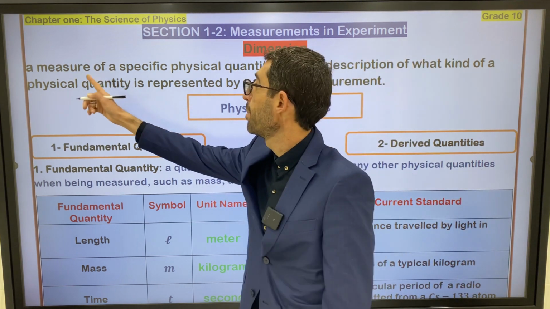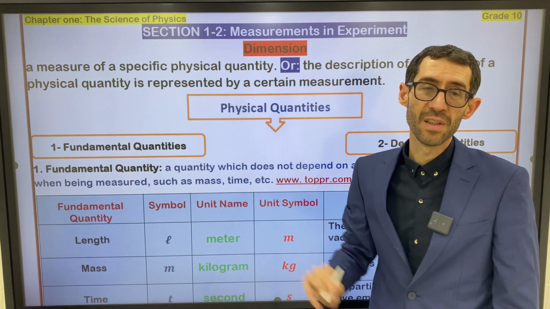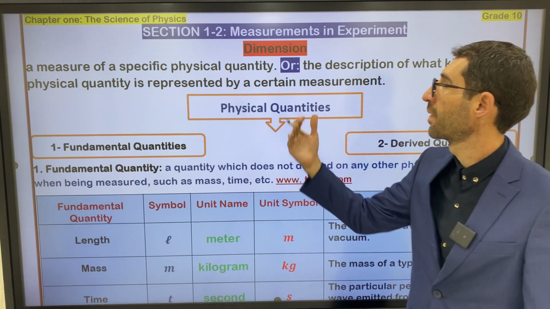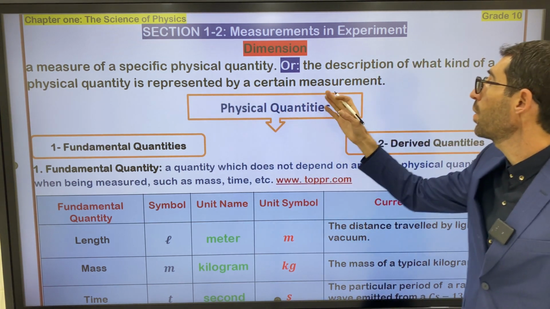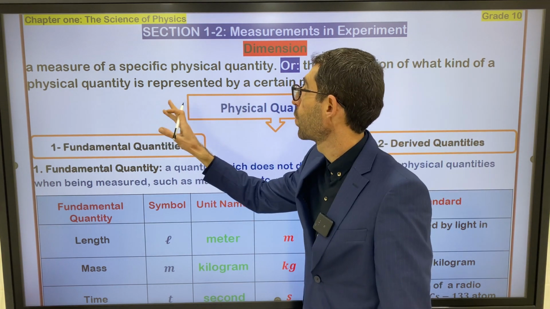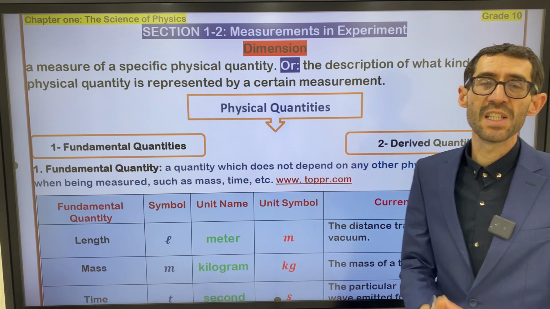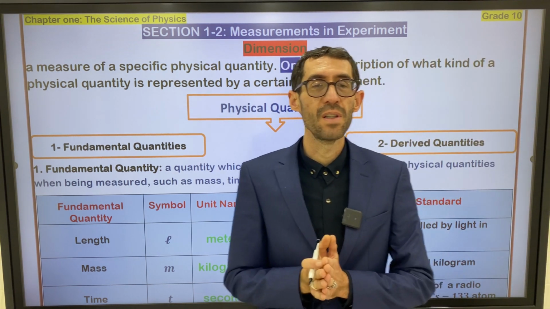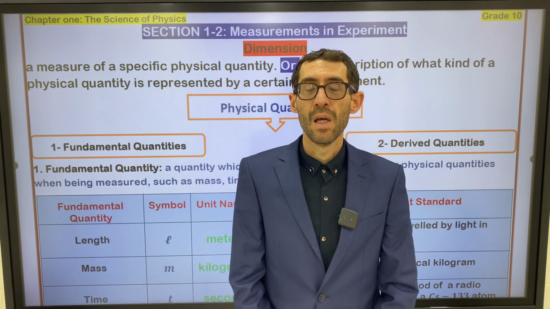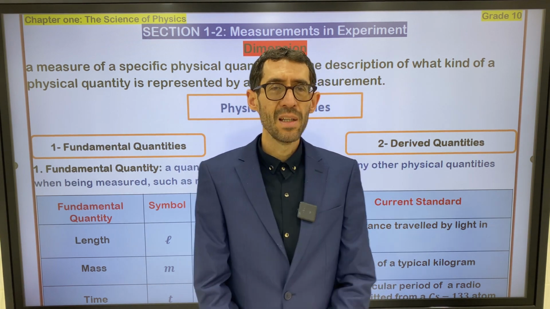It says a measure of a specific physical quantity. This is the first simple definition, a measure of a specific physical quantity, or the description of what kind of physical quantity is represented by a certain measurement. So it's a description of a physical quantity. This measurement is called dimension. Let me give you an example.